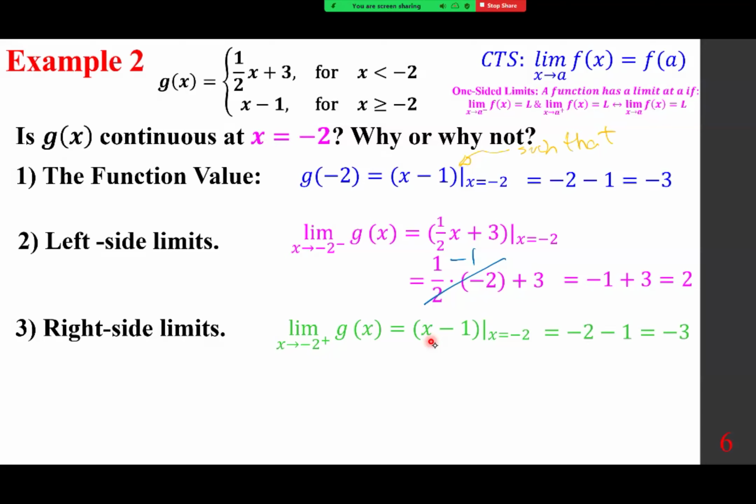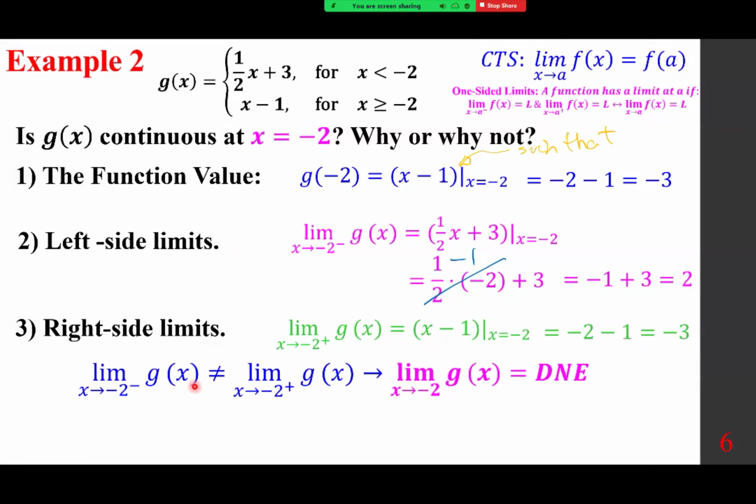Now, understand what happens here. The limit from the left and the limit from the right are different. So the limit does not exist. The limit of g of x as x approaches -2 from the left is not equal to the limit of g of x as x approaches -2 from the right. Therefore, the limit does not exist. Therefore, the function is discontinuous at x equals -2, or you say it's not continuous.